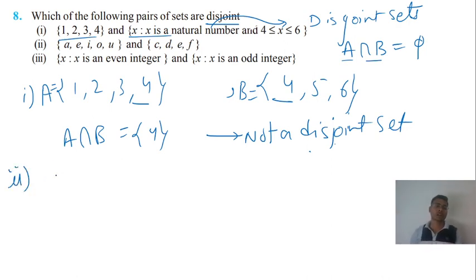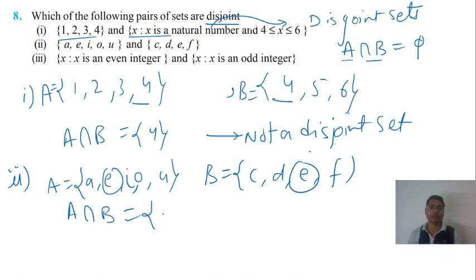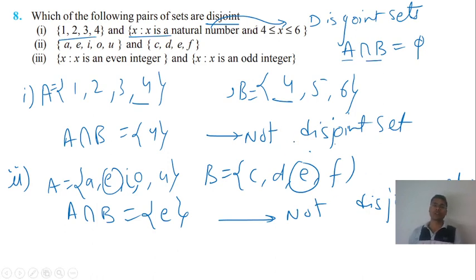Okay, coming to question number 2. The first set given is A, E, I, O, U, and the second set given here is C, D, E, F. You can see that E is common in both of these, so it is again not a disjoint set. A intersection B is equal to E, again not a disjoint set. For two sets to be disjoint sets, the sets must have no elements in common.